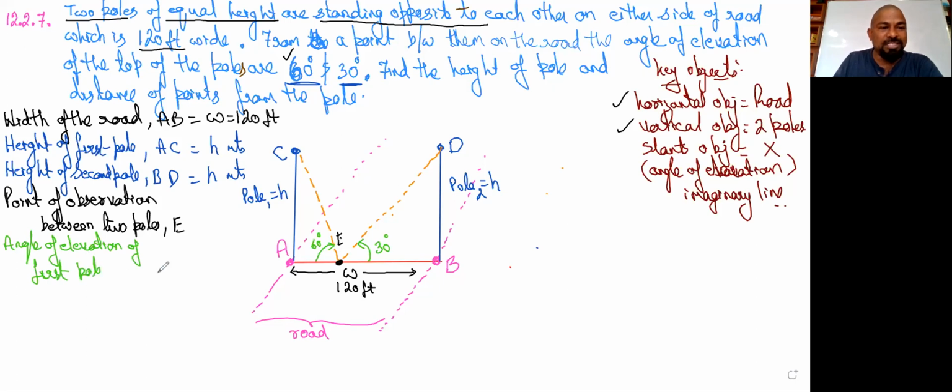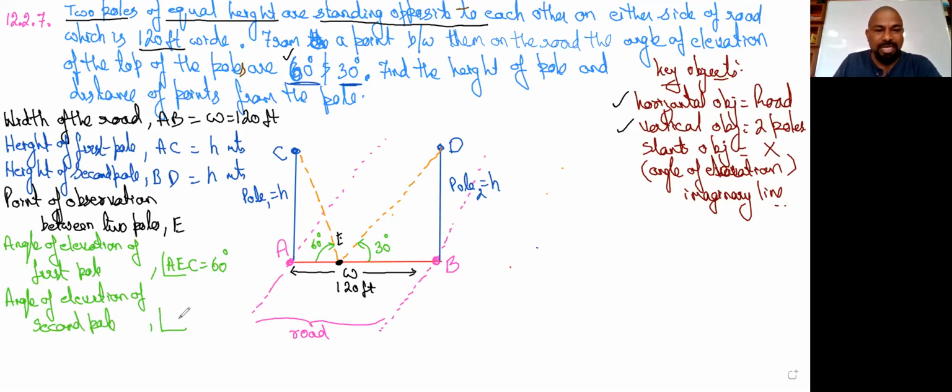Angle of elevation of the first pole, I like to take it as AEC, is equal to 60 degrees. And the next one, angle of elevation of the second pole, I like to take it as BED, is equal to 30 degrees. Till here, we are sure of what we got. Whatever is there in the question, we are done.